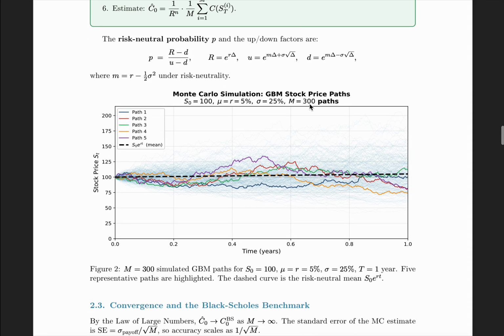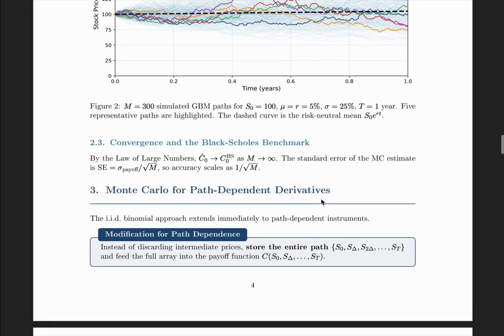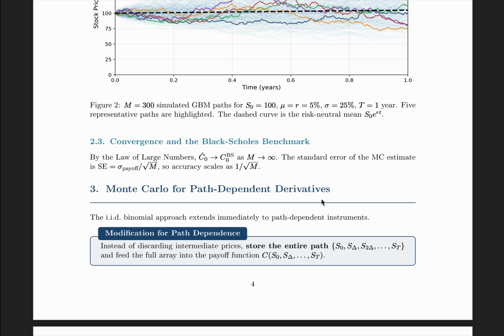So here we're simulating 300 possible paths, and as you can see, each line here traces out a possible future for the stock price. And then, using that future, we can simulate and determine a very close approximation for the call price. And that is why we use Monte Carlo for options pricing.